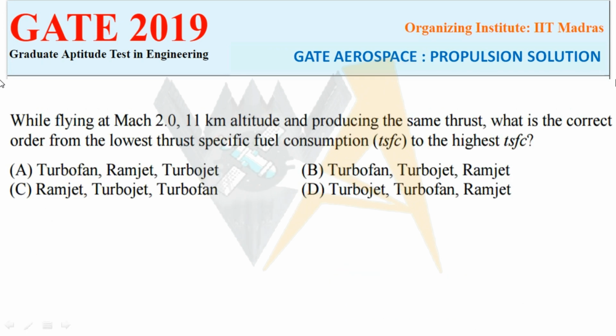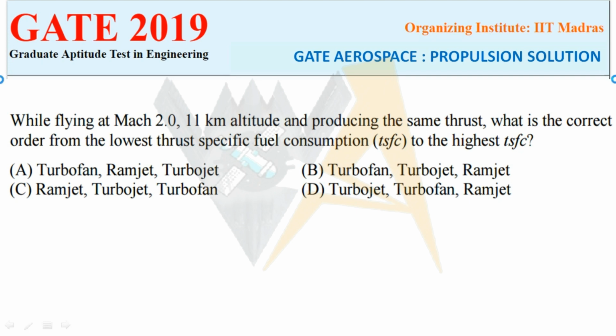Next question. While flying at Mach number 2 at 11 km altitude and producing the same amount of thrust, what is the correct order from the lowest thrust specific fuel consumption to the highest TSFC? We have 4 options: turbofan, ramjet, turbojet. Then the second option, turbofan, turbojet, ramjet. The third one, ramjet, turbojet, turbofan, and D is turbojet, turbofan and ramjet. We will see the solution.